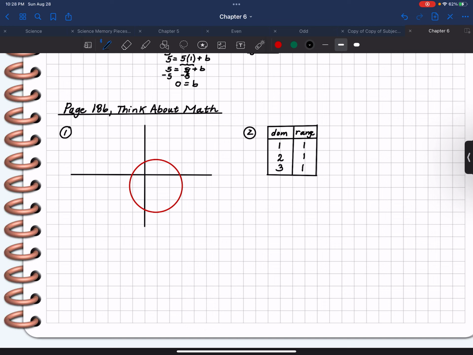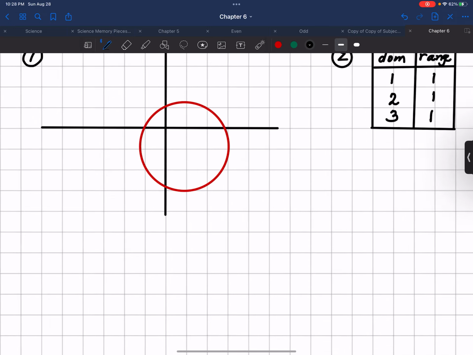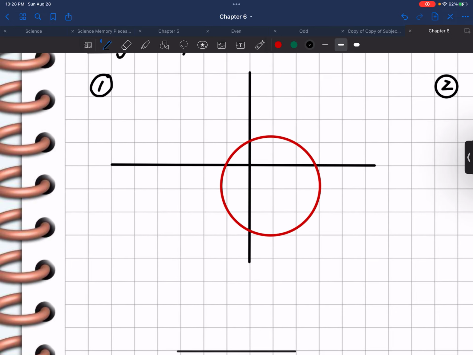Let me say it that way. The circle and that table have nothing to do with each other. So don't think we're comparing. They're two separate problems. All right. The first one, yes or no, is that a function and why?